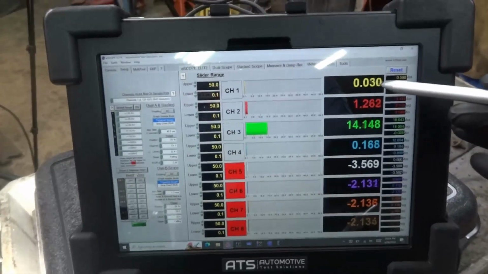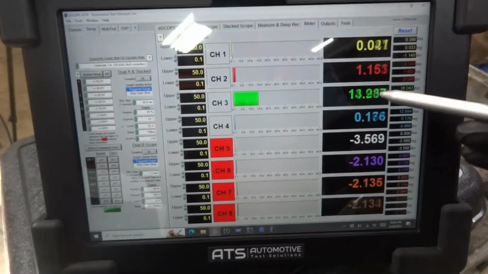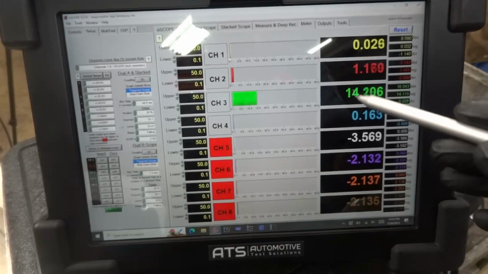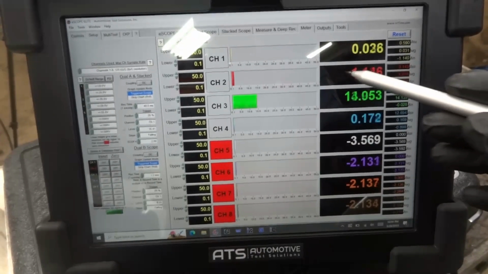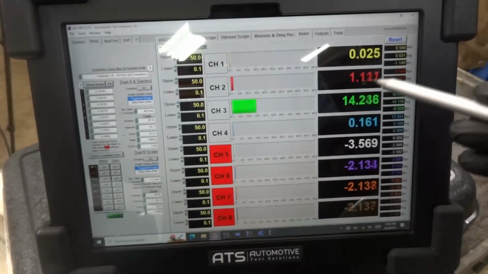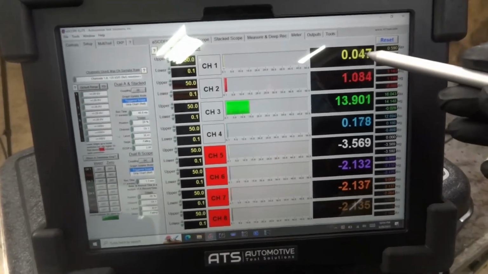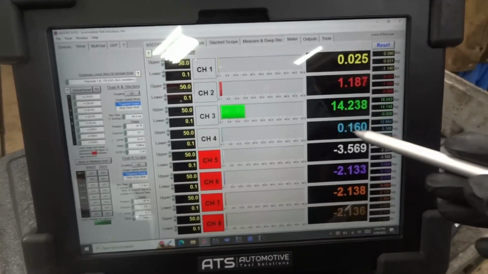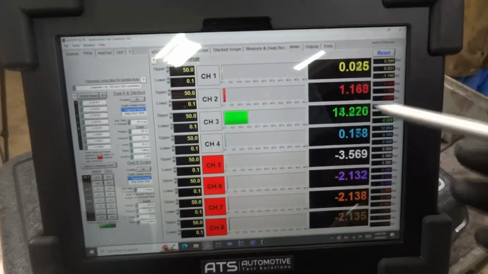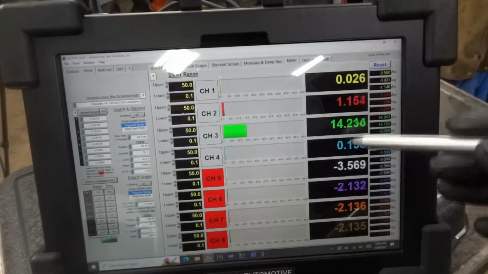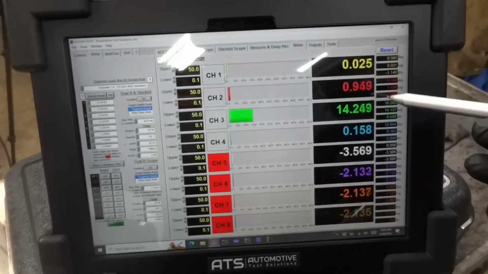Okay, so as you can see, look at the first 4 channels. Our green trace is our supply voltage to the sensor heater, and then our red trace is our sensor signal. And this over here is our sensor ground, the yellow trace, and the blue trace is actually our heater ground. So we have good voltages on the O2 sensor wiring. So this over here tells me that the wire is good.